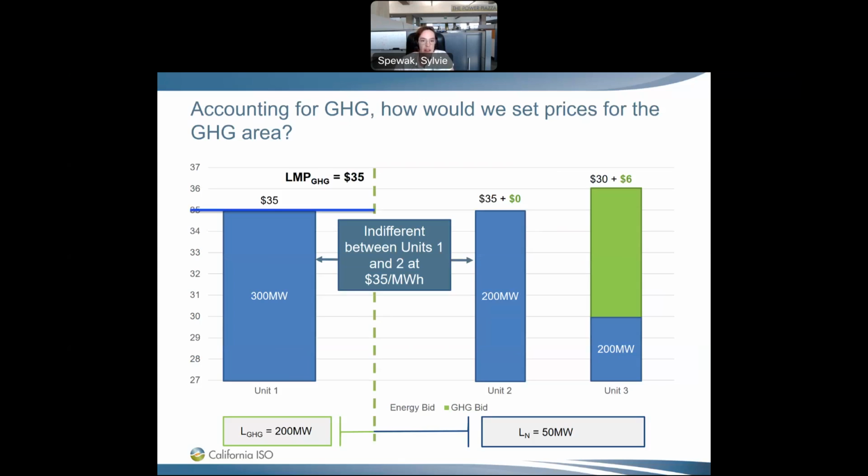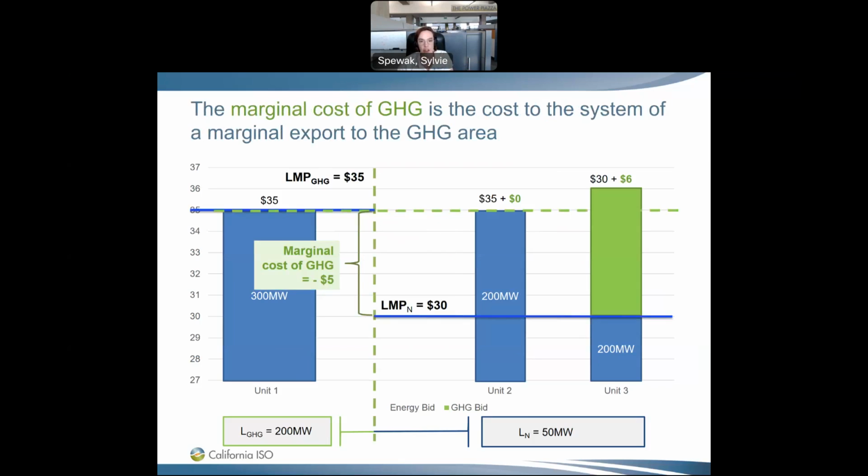And when we did this for the non-GHG area, we found that the LMP was $30 per megawatt hour. And that's going to give us a price difference. Even though we don't have a transmission constraint here, there's a difference in LMPs. And that's because of a difference in GHG preferences. So the marginal cost of GHG is the cost to the system of a marginal export to the GHG area.